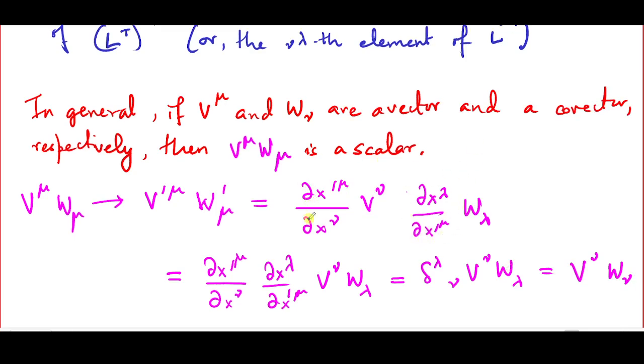These can be moved around, and if you bring this to the front here, you can easily see that this is nothing but del x lambda del x nu, and therefore that's delta lambda nu V nu W lambda, and therefore this V prime mu W prime mu is the same as V nu W nu. That's the same, of course, as V mu W mu, and therefore this quantity does not change when you do a general coordinate transformation.